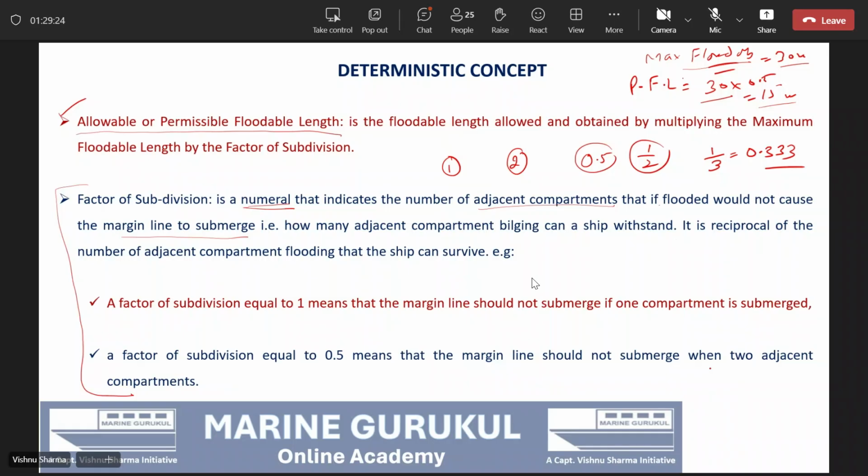The ship may sometimes be carrying full load. That means freeboard is less, and the reserve buoyancy is lesser. Other times she may be in ballast, the draft may be less, the freeboard will be more, and she'll have more reserve buoyancy. Now, the deterministic method failed to take that into account. Why? Because they'll say, okay, this is the maximum floodable length, this is the permissible floodable length, and you place your bulkheads accordingly and end of the story. It does not take into account the other factors.